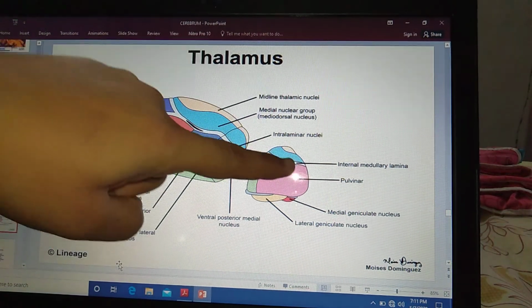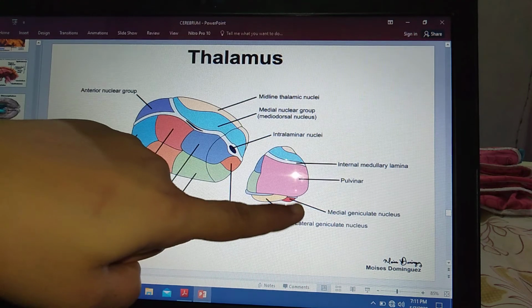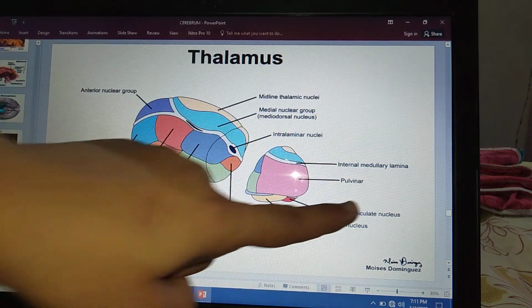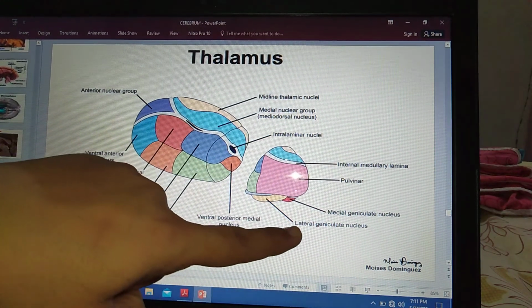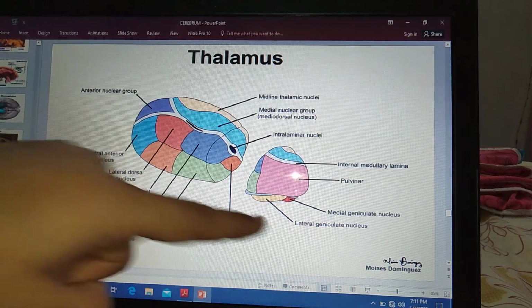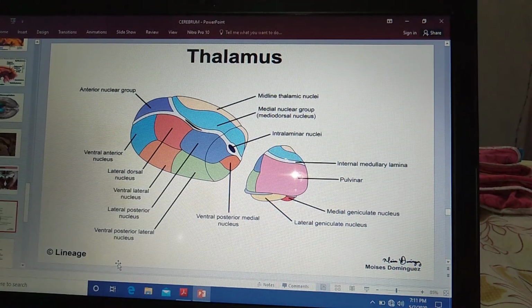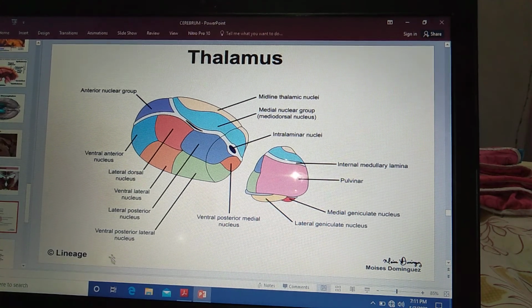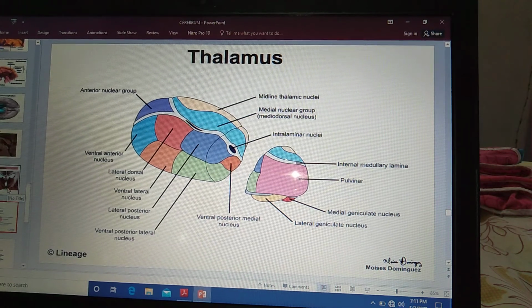Here this is the part of the pulvinar, and below the pulvinar you can see the medial geniculate body and the lateral geniculate body, right? Like this. So it overhangs these two geniculate bodies and the superior colliculus with its brachium. So that is about the two ends.